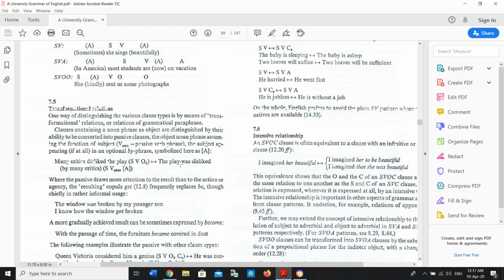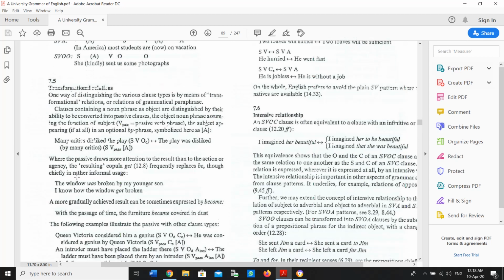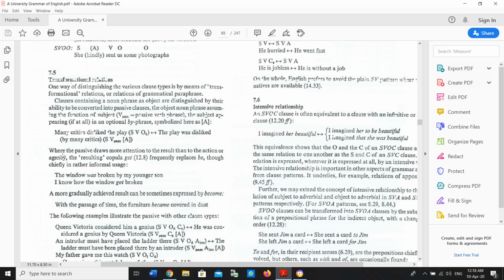هسه أنا من أريد أحللها للجملة هذه أسوي لها identification. شو راح يصير عندي؟ S V pass. شوف شلون حللتها S V pass and then بين قوسين شو أخلي؟ أي اللي هو الأيجنتيف القائم بالعمل. Where the passive draws more attention to the result، مو قلت لكم احنا نخليها للأكشن أهمية أكثر من الدور، than to the action or the agency.